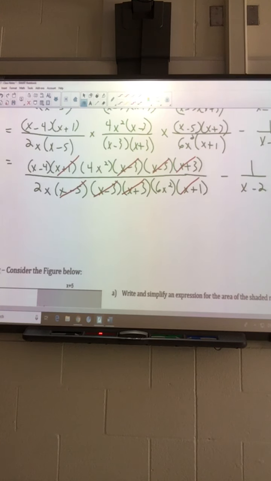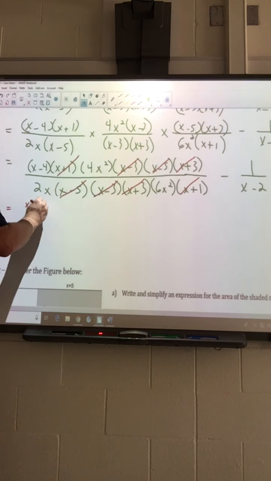I know you all have smiles on your faces, even though you have masks on, I can tell. Okay, does the x minus 4 cancel? No. I can't do everything, right?